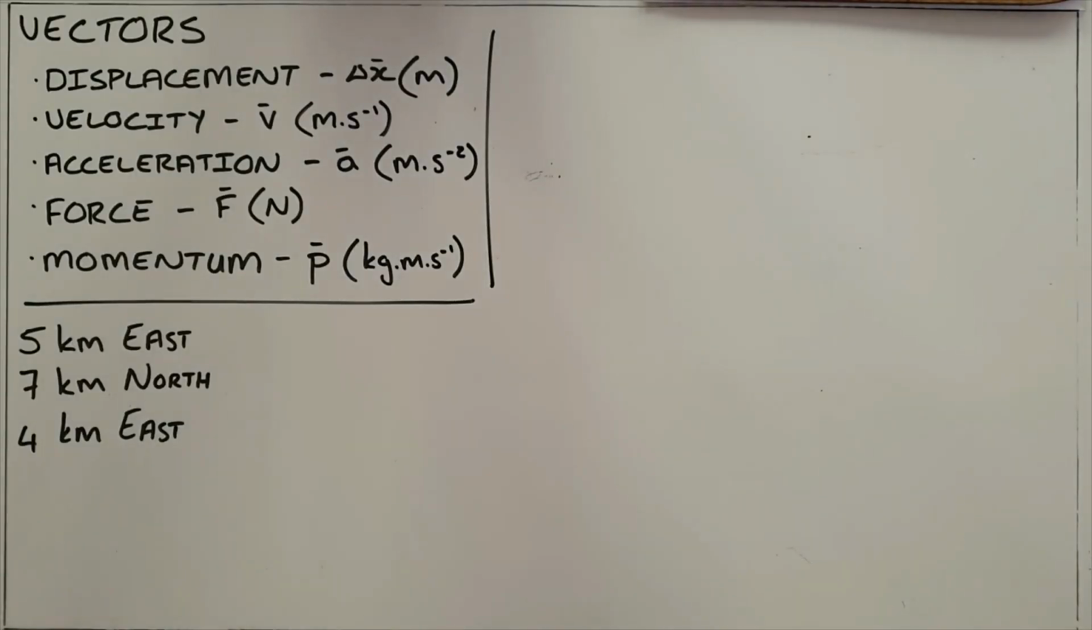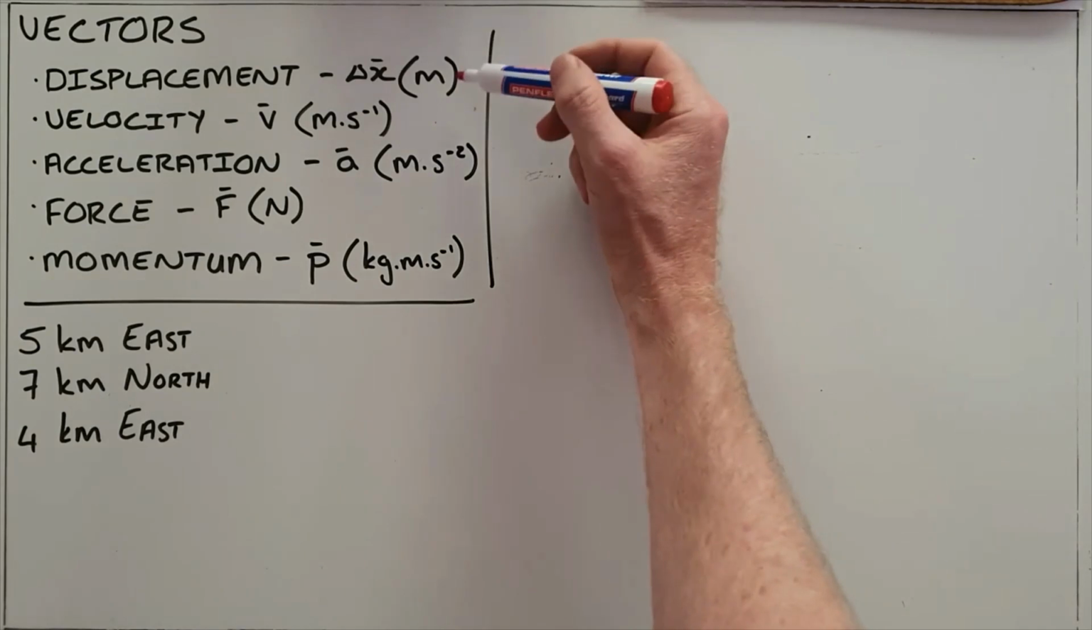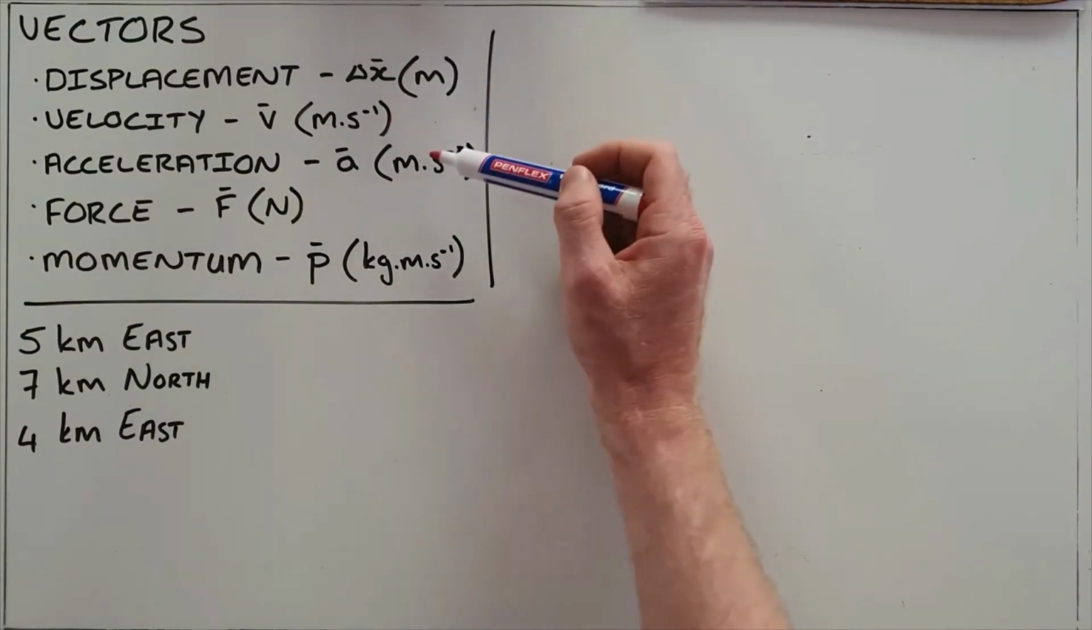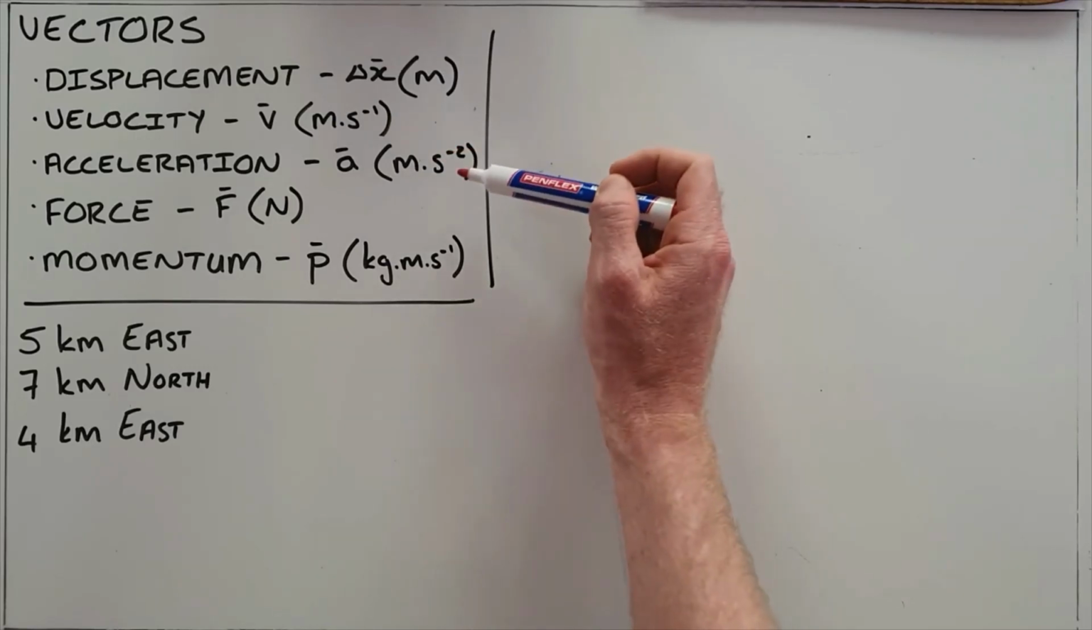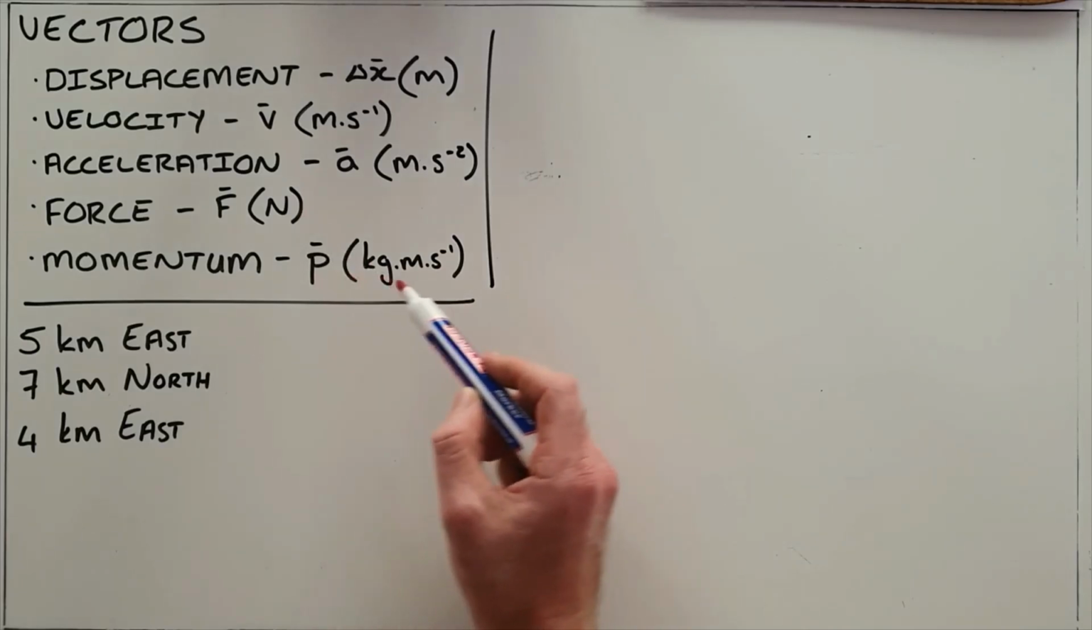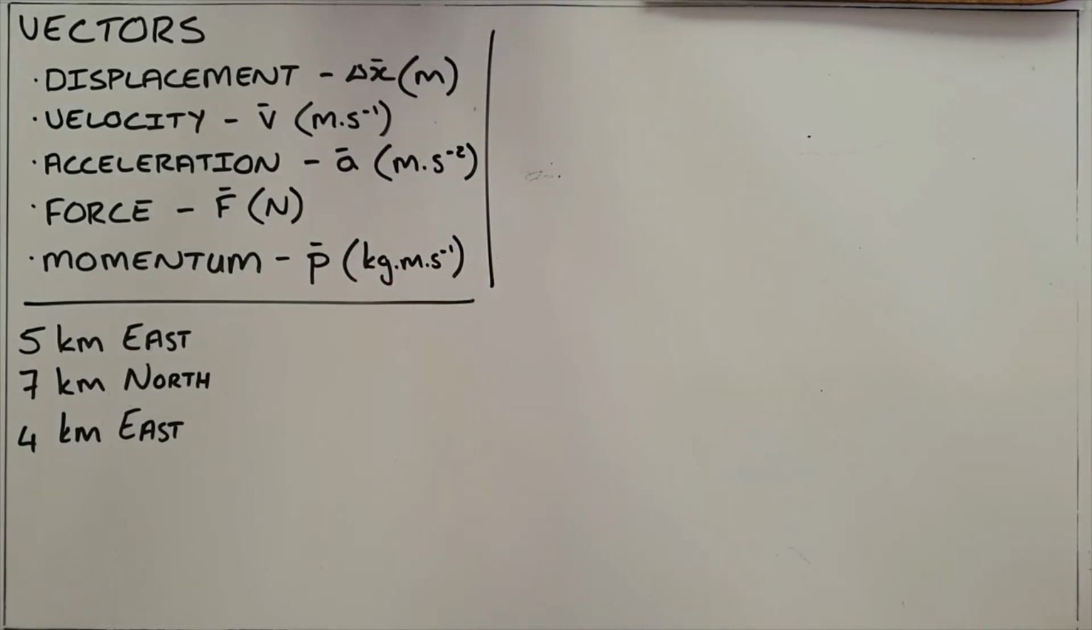One of the fundamental concepts in the mechanics section is an understanding of vectors. And we know that vectors are physical quantities that have both magnitude and direction. We know that a physical quantity is anything that we can measure. The most common vectors that we will be dealing with are displacement, which is measured in meters, velocity measured in meters per second, acceleration measured in meters per second squared, forces that are measured in newtons, and momentum, which is measured in kilogram meters per second.